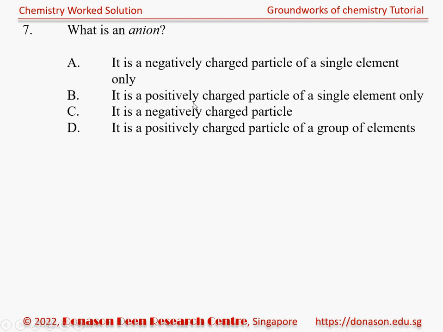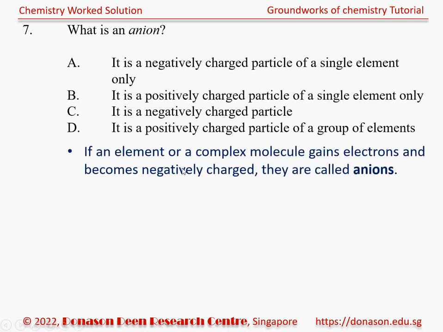It's a positively charged particle. Of course, positively charged particles, we would call them cations, not anions. Therefore, option B and option D are incorrect because both of them are talking about positively charged particles, and therefore the answer is either A or C. It is a negatively charged particle. So, if an element or a complex molecule gains electrons and becomes negatively charged, we would call them anions.